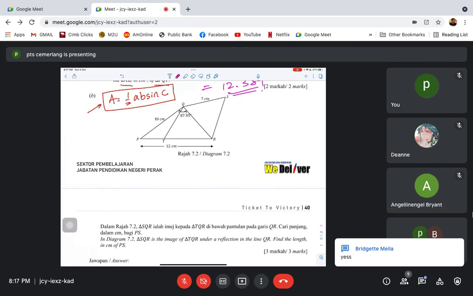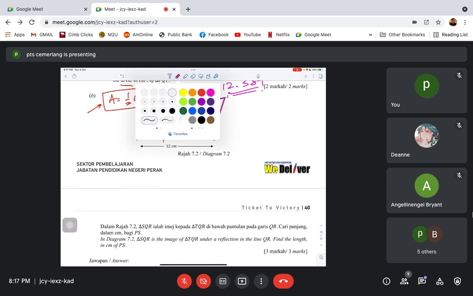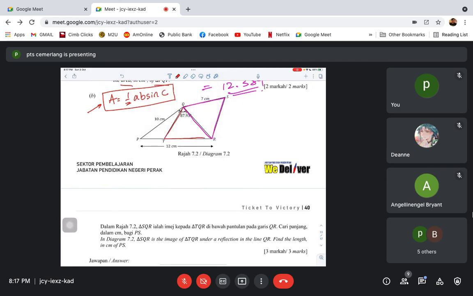Question B says, in diagram 7.2, right, your triangle SQR is the image of triangle TQR under a reflection in the line QR. Okay, what does it mean? It means that this triangle then, this is the new triangle, but then it's a reflection of this one. Dia adalah segitiga yang sama sebenarnya. Okay, just imagine that's what happened when we cannot bersemuka kan. I cannot make you imagine, but you cuba imagine this triangle dia reflect pergi sini. Okay, the original triangle reflect dia pergi ke sebelah tu.